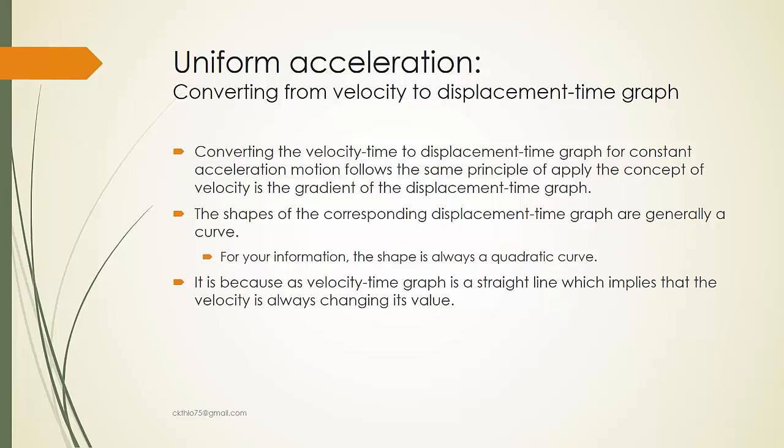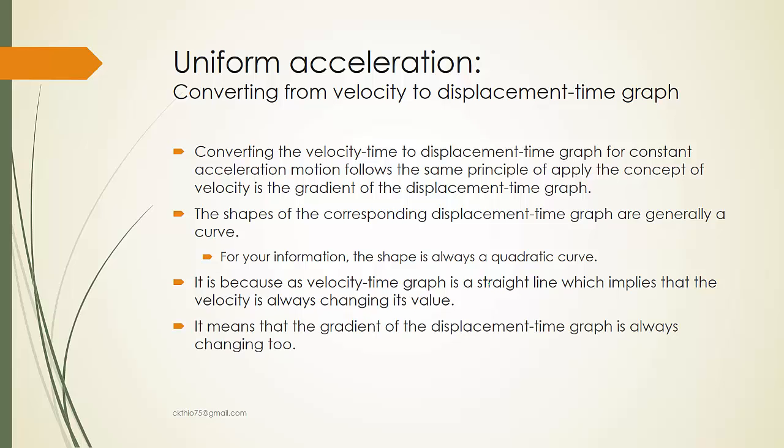Why is it a curve? Since the velocity time graph is a straight line, it implies that the velocity is always changing its value, which means that the gradient of the displacement time graph is always changing, and only a curve fits that description. A curve has its gradient always changing from one value to the other.